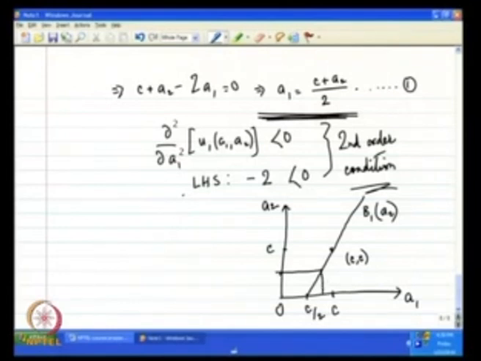So, if I take this value, I draw a perpendicular on this line, and from the intersection point I draw another perpendicular, and this point should give me the best response of player 1 with respect to this action of player 2. So, this is how this line is interpreted. For each value of A2, this line gives me the best response of player 1.